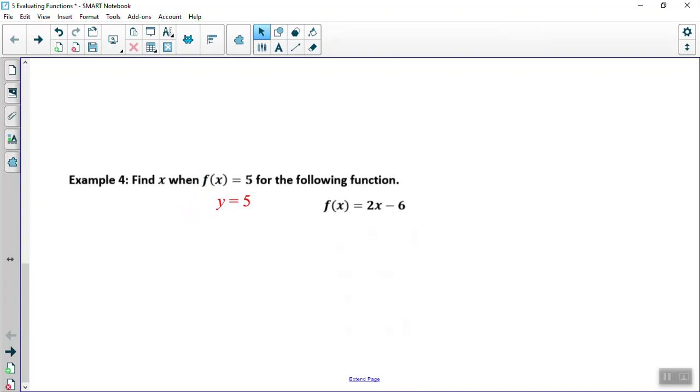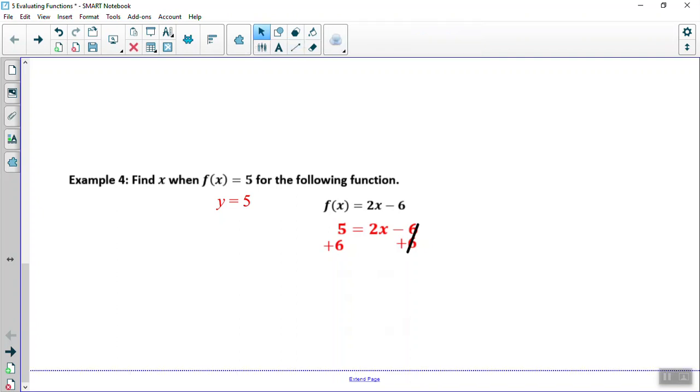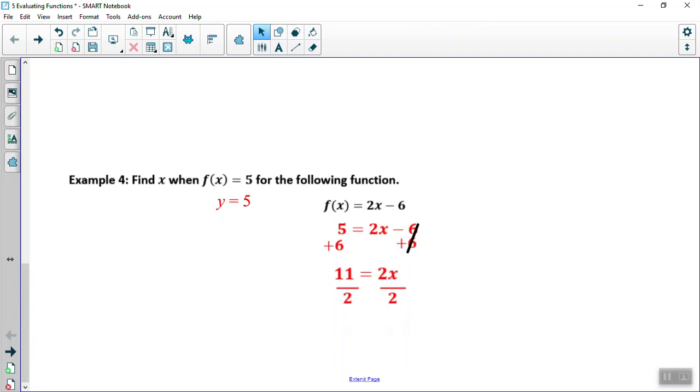All right, so here's what we're going to do. We're going to take that 5 and substitute it in for that f of x, or for the y. Now I have an equation to solve. How do we solve this? Well, we add 6 to both sides. And when we do that, that cancels those out. And we're left with 11 equals 2x. Now I can divide both sides by 2, which then cancels out these 2's. And then we're left with x equals 5.5. And then we'd circle our answer.